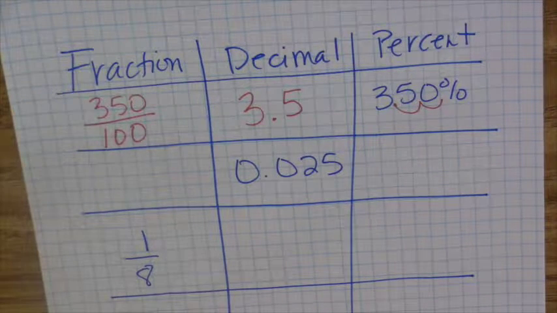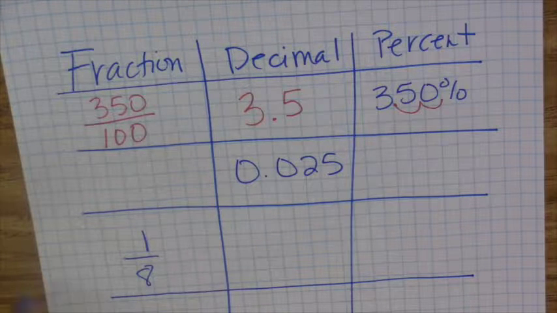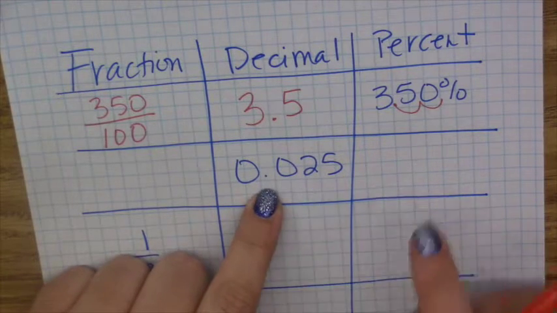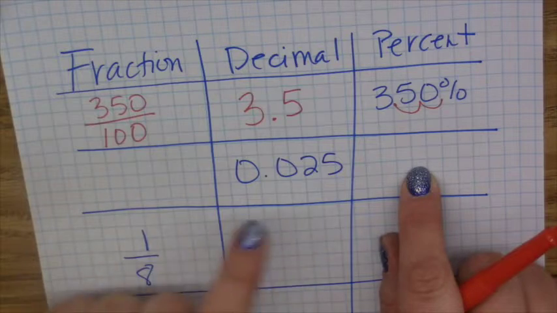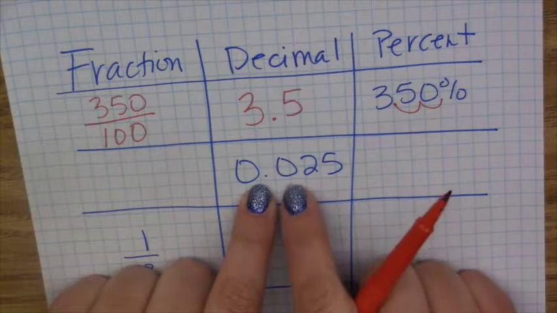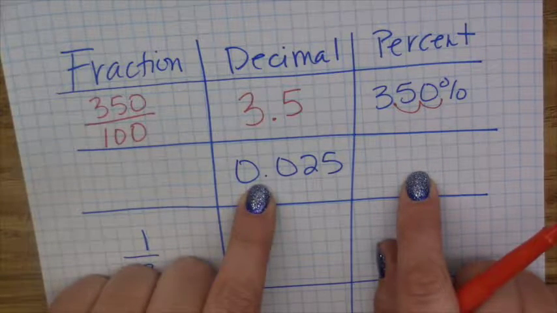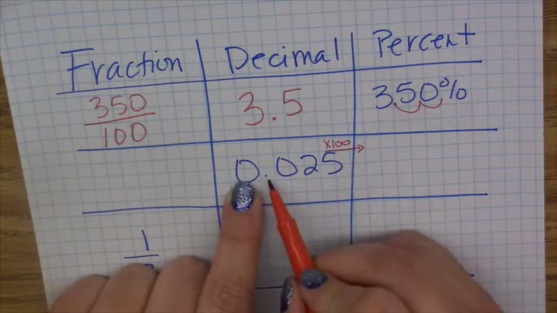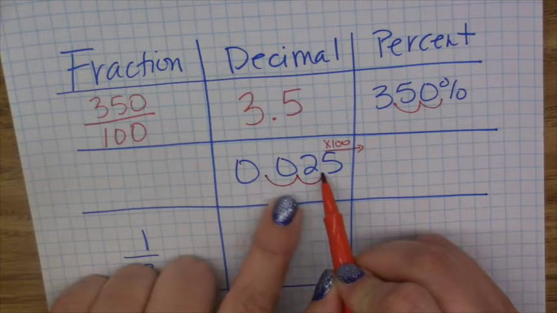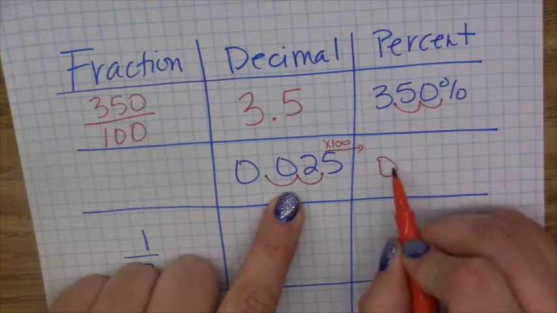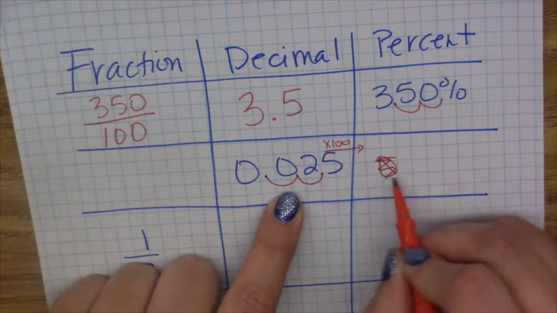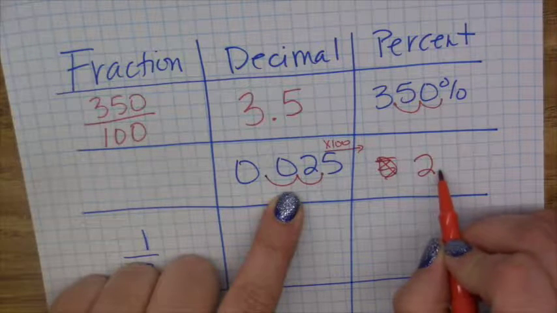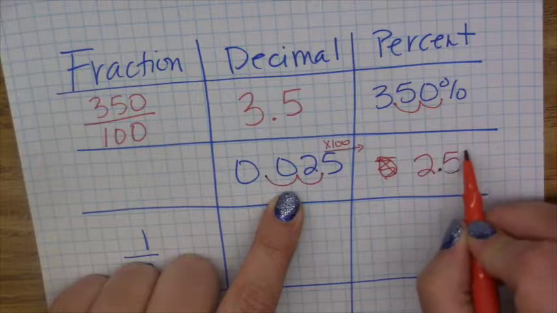All right, for our second one, we have a decimal value of 0.025. I'm going to go ahead and find my percent first, and then we can talk about the fraction. So to go from decimal to percent, we multiply by 100. So we're multiplying by 100. So we're going to take our decimal point, move it 2 places to the right. We get 0, or we don't even need the 0, sorry. 2.5%.